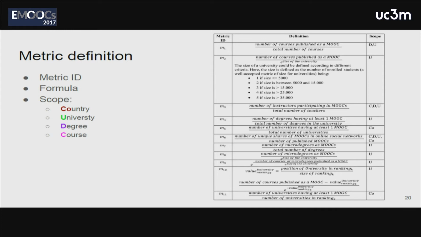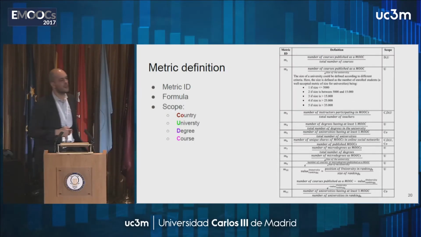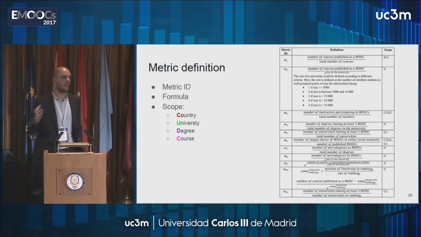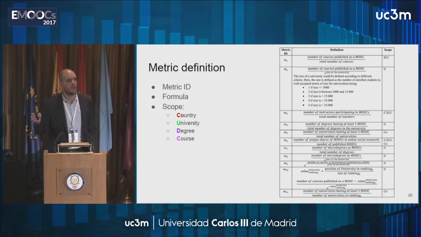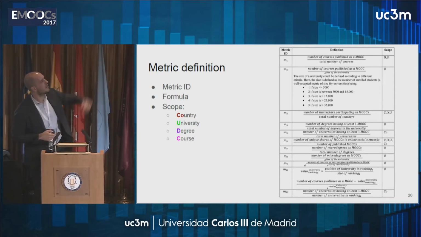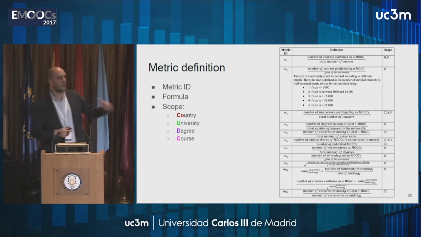For instance, metric 1 is quite simple, but quite representative. Number of courses published as a MOOC divided by the total number of courses. Scope, degree, and university. This just gives us some relative value that can be useful to compare our activity with other universities or even with other countries. We have metric 2, number of courses published as a MOOC, and depending on the size of my entity, it will be my entity rewarded or not.